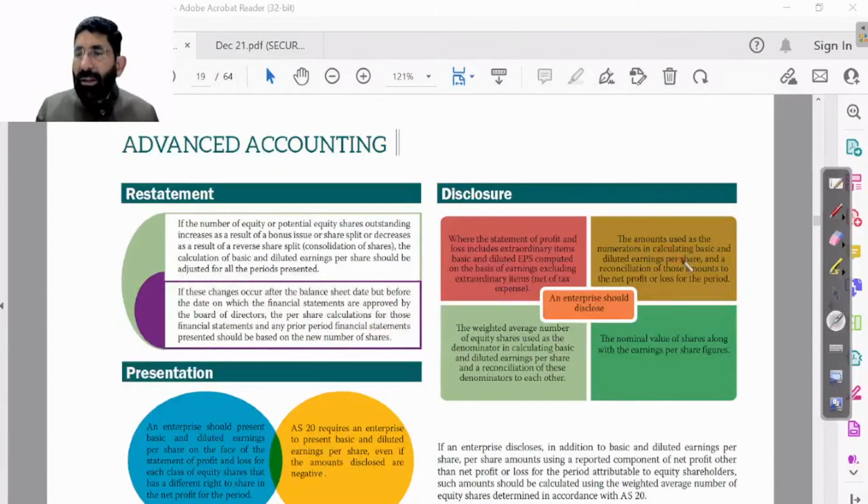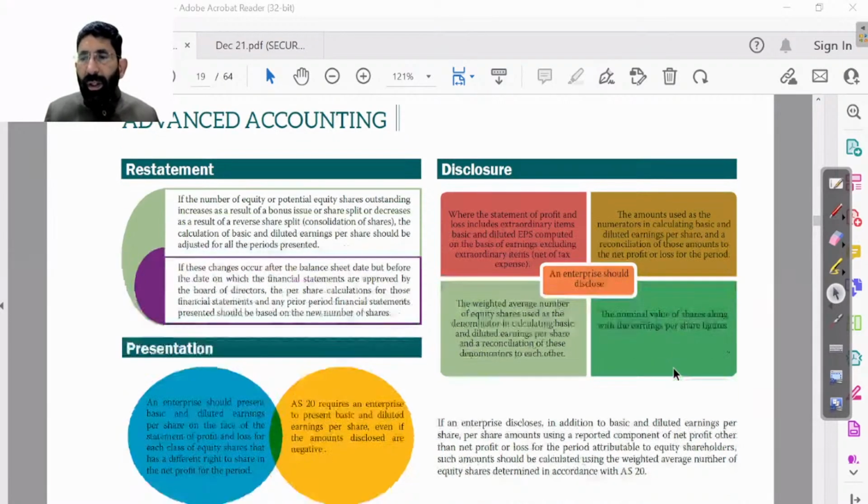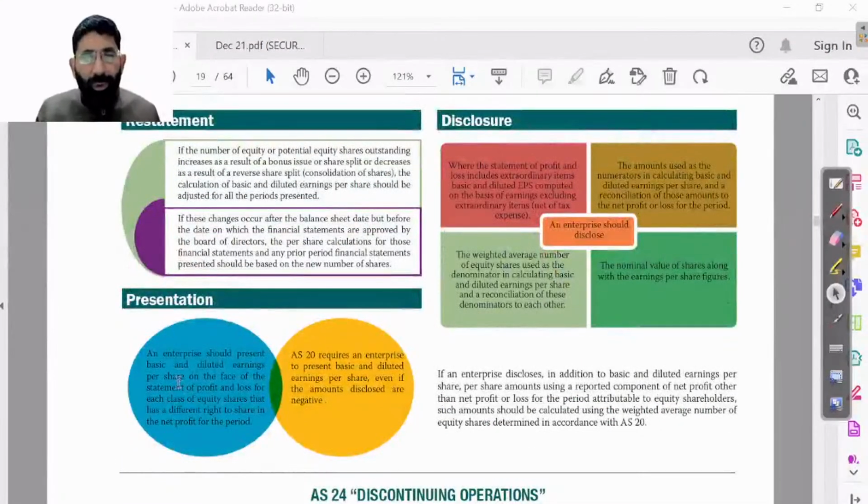The amount used as the numerator in calculating basic and diluted EPS, and a reconciliation of those amounts to the net profit, is what an enterprise should disclose. The weighted average number of equity shares, and the nominal value of share along with the EPS figure. So this is just a way of presentation. Nothing else is there, beta. No payment is to be made according to it. It should present basic and diluted EPS on the face of the statement.